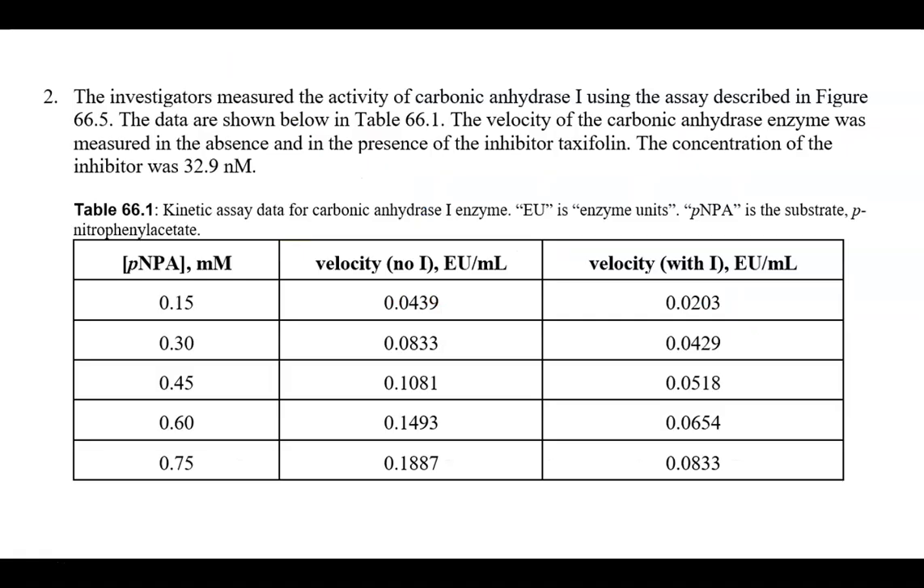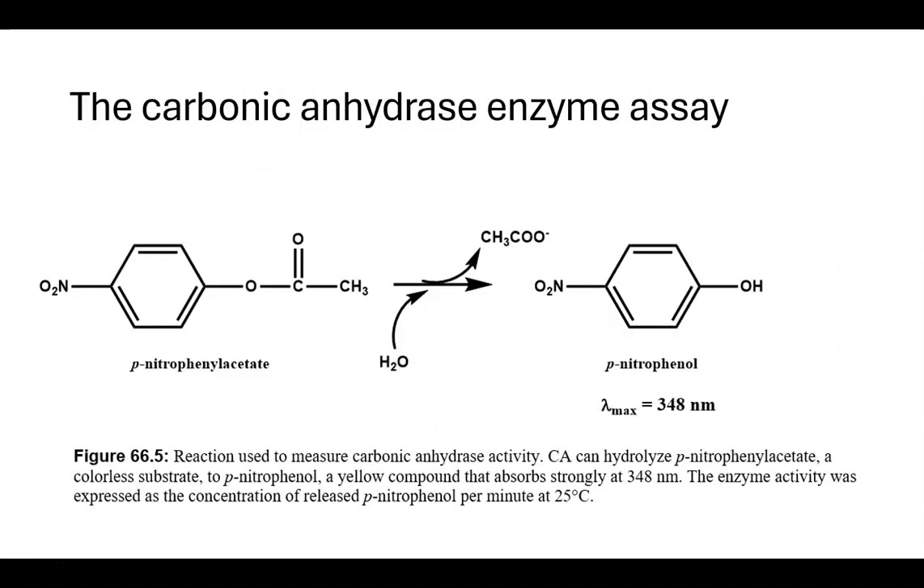Next, what they did is they measured the activity in the presence and in the absence of the inhibitor. They measured the velocity in enzyme units per milliliter, and they used the artificial substrate paranitrophenyl acetate, which has this structure here. Carbonic anhydrase has its physiological mechanism, where it takes water and CO2 to convert that to carbonic acid, which then dissociates to form a proton and bicarbonate. It also has this capability where it can catalyze the hydrolysis of paranitrophenyl acetate.